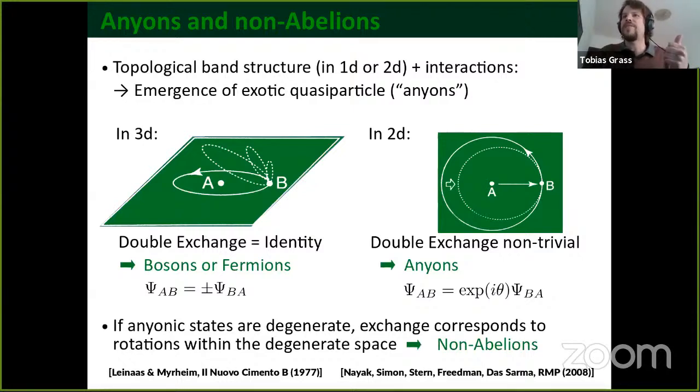Now imagine you have such a topological band structure on the non-interacting level plus interactions, then even more interesting things can happen. In particular, it can happen that very exotic quasi-particles, so-called anyons, can emerge from such a combination. Now, what is an anyon?